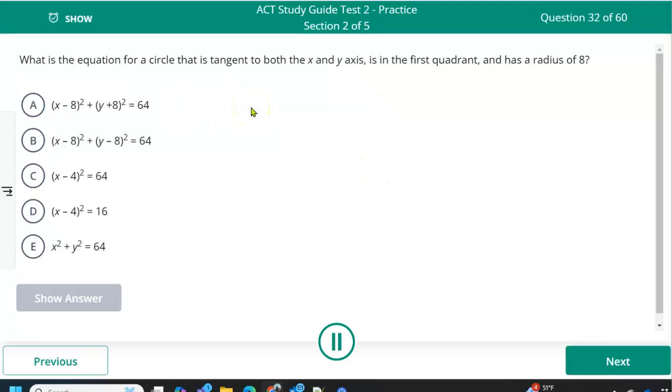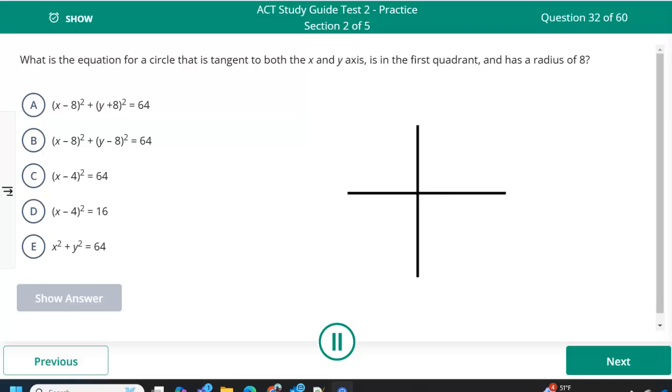All right. What is the equation for a circle that is tangent to both the x and y axis, is in the first quadrant, and has a radius of 8? All right, let me see if I can draw and talk at the same time. We'll draw a set of axes here, x, y. And this is the first quadrant. The top right quadrant is the first quadrant. I'm going to try to draw a circle here.